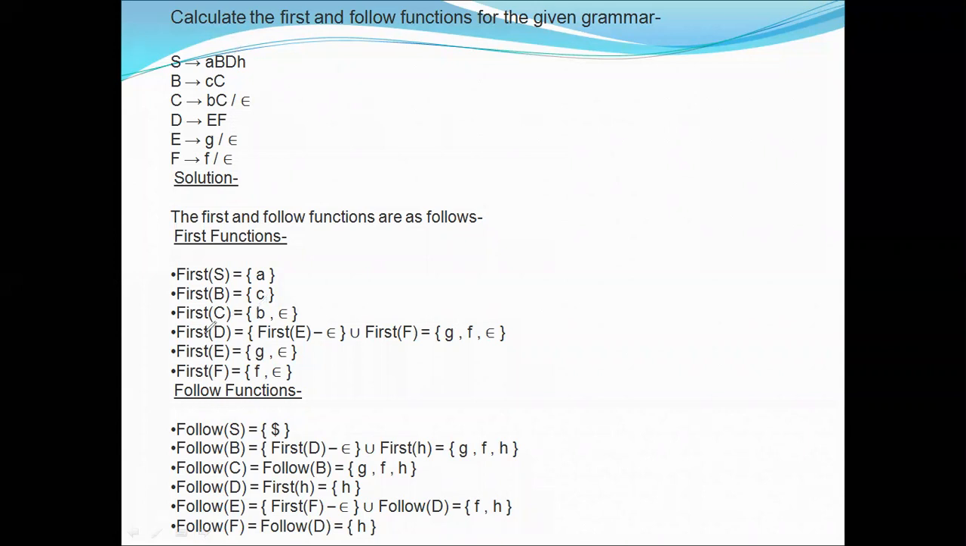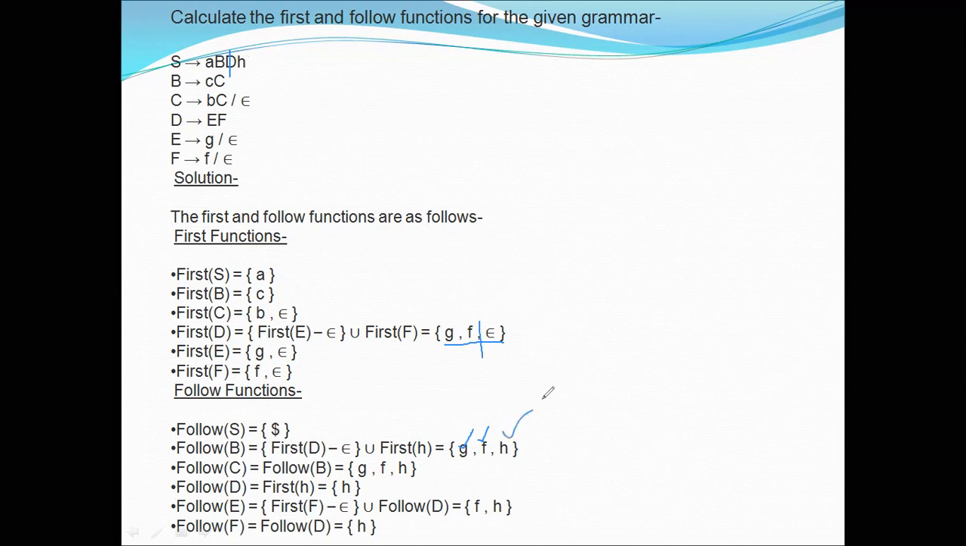So what is the first of D here? First of D is equal to G, F, epsilon. So don't include epsilon, only G and F you include. So here G you have included and F you have included. Okay, and epsilon we just substitute here. While substituting the epsilon, D will vanish. So B is following what now? It is following H. So include the H here. H is a terminal. We cannot go further. Okay. So the follow of B is equal to G, F, H.